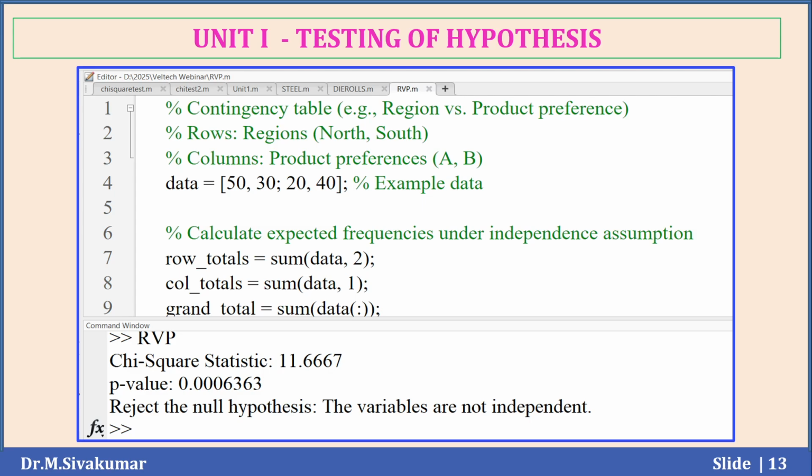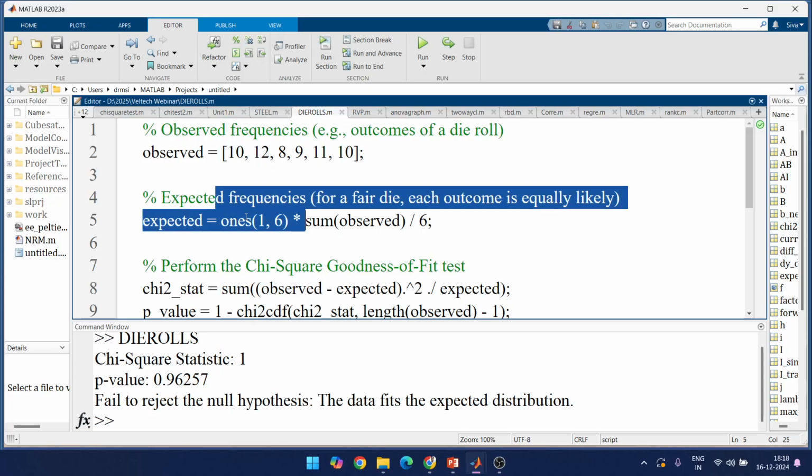Let us see the example, region versus product preference. Simply, we get a snapshot of the output. Let us see the output in MATLAB.